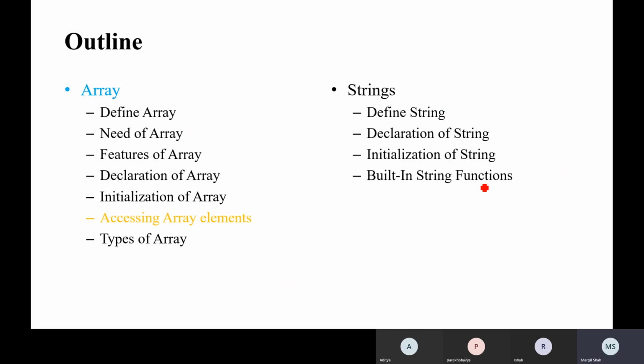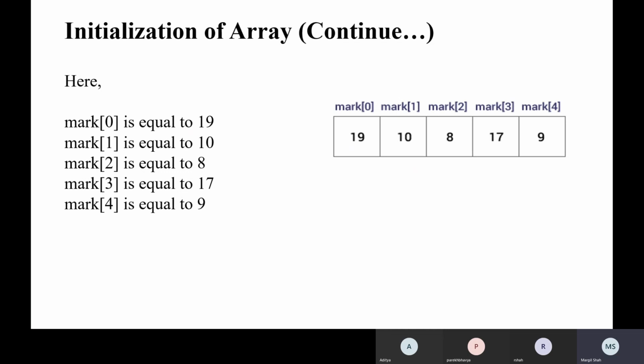Accessing array elements. So one more thing, what is runtime initialization over here? Runtime initialization means once we define an integer array marks with the size 5, then after this declaration we may access individual elements of the array.